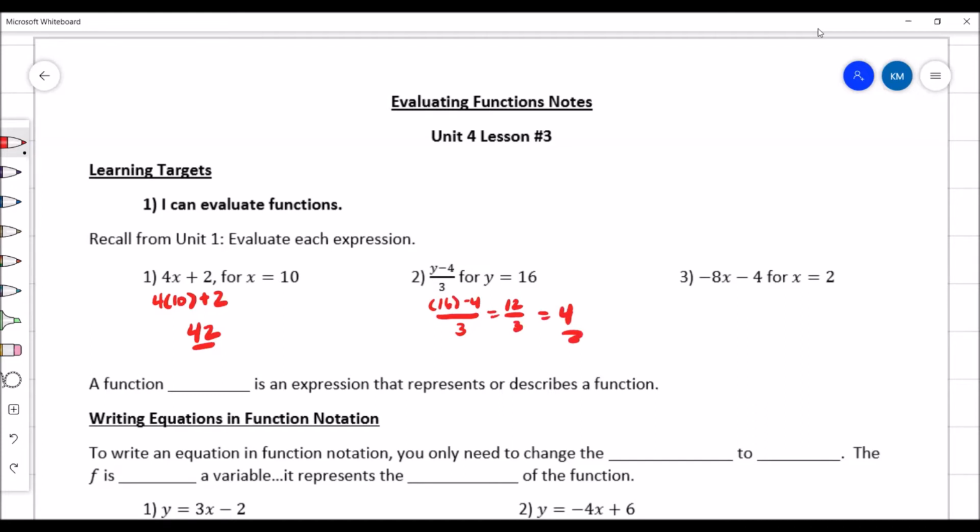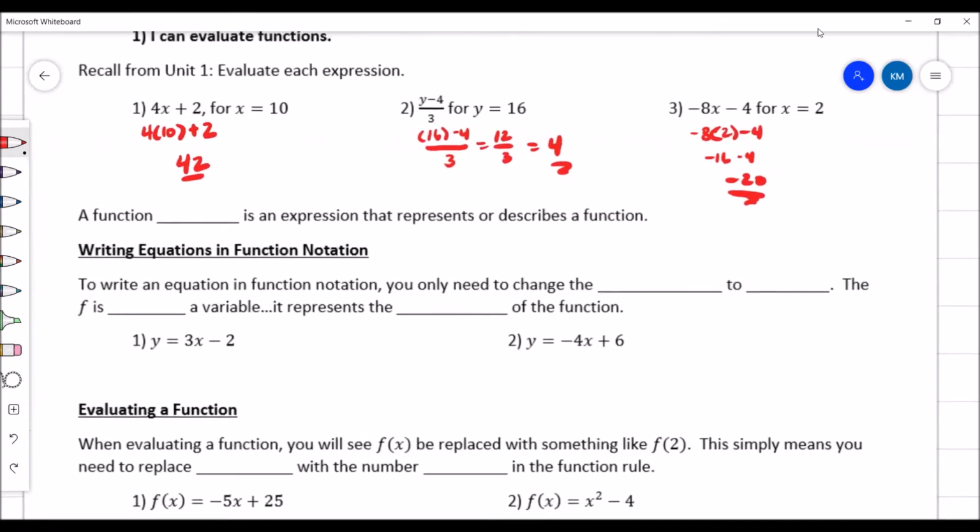And then number 3, for x equals 2, remember that we have to plug that number in a parentheses. We're not just making it negative 8 squared. Now it's negative 8 times 2, which is negative 16, minus 4, negative 20. And so if you can evaluate an expression, then you can evaluate a function.